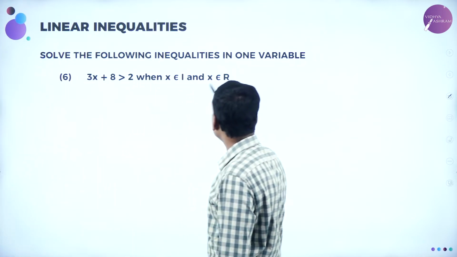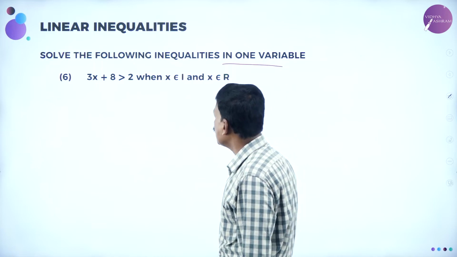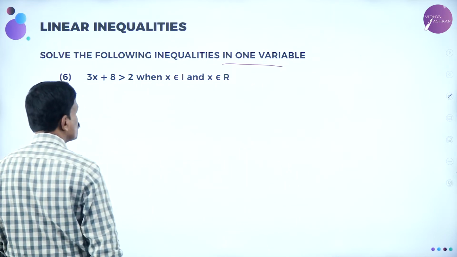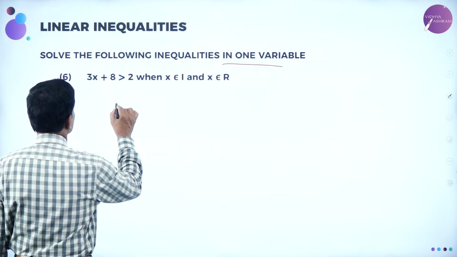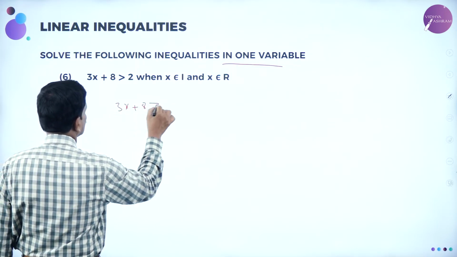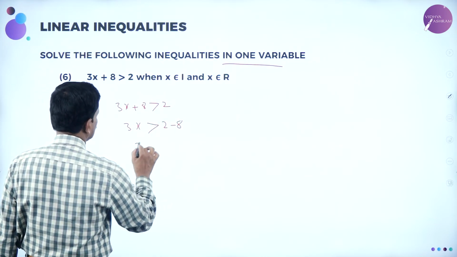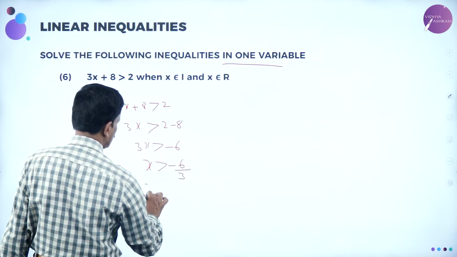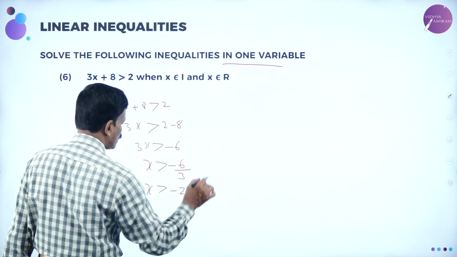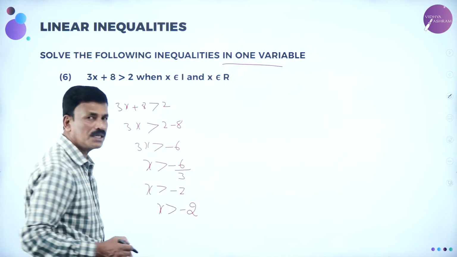Solve the following linear inequality in one variable. 3x plus 8 is greater than 2, where x belongs to I as well as x belongs to real numbers. So what is given? 3x plus 8 is greater than 2. Therefore 3x is greater than 2 minus 8. 3x is greater than minus 6. x is greater than minus 6 by 3, which is x is greater than minus 2.